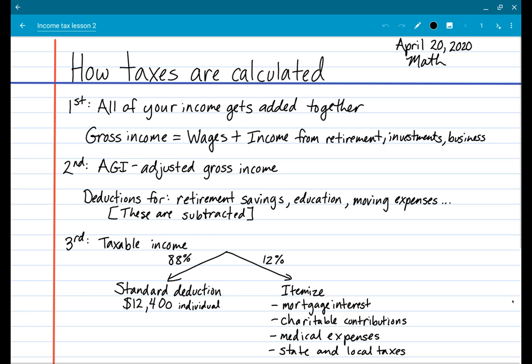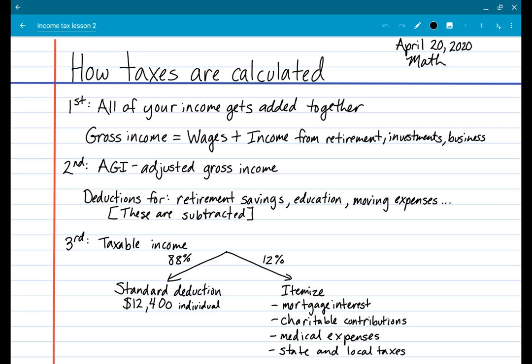All right, in today's tax lesson, we're going to take it from the general big idea to what this means for an individual taxpayer or a household. You might be filing by yourself or with someone you're married to. Those are pretty much the two main situations. So, how taxes are calculated.